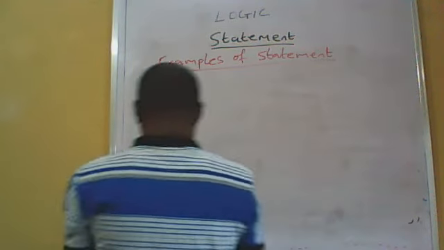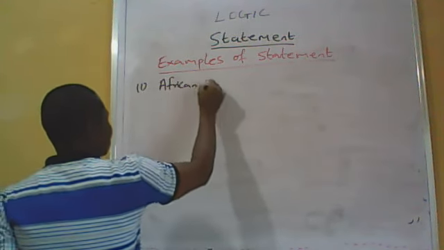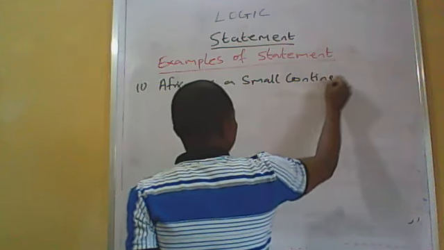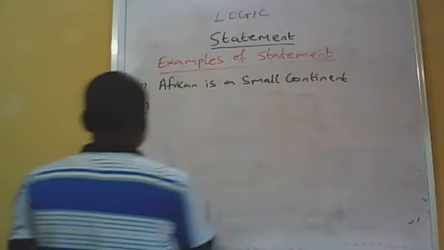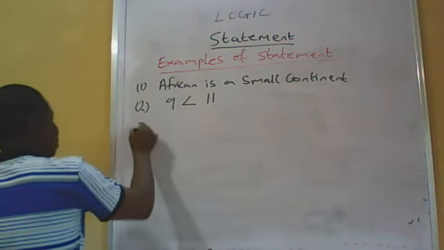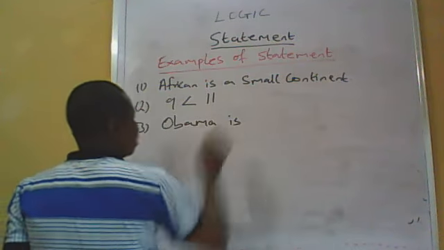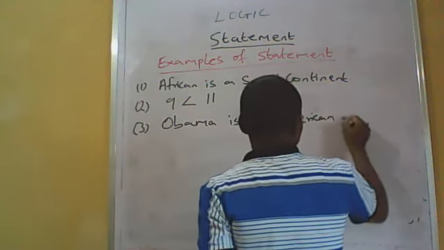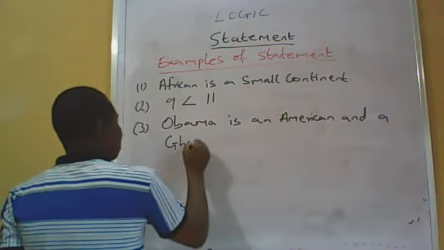1. Africa is a small continent. 2. 9 is less than 11. 3. Obama is an American and a Ghanaian.